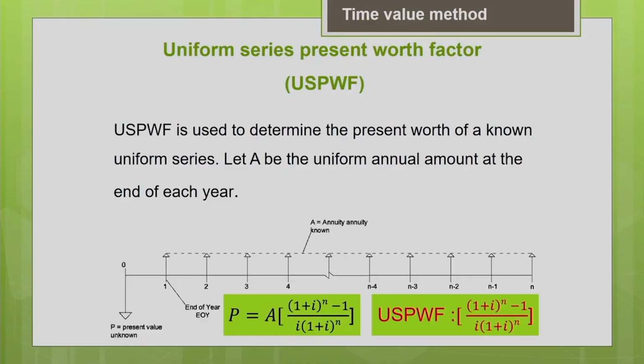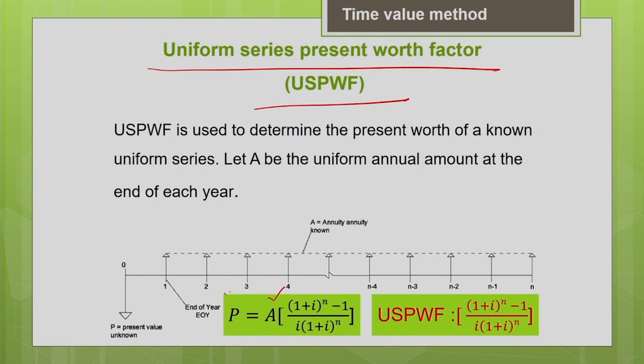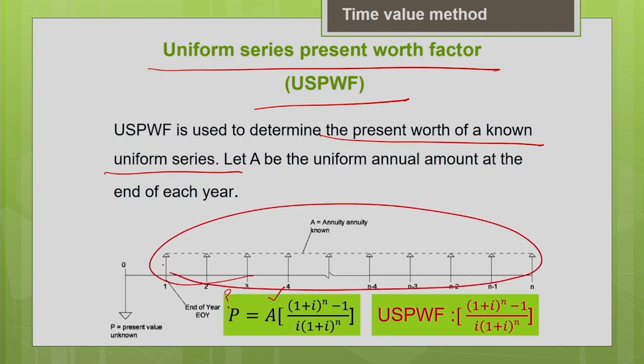So another important factor which we are going to discuss now is your uniform series present worth factor. It is the inverse of what we discussed earlier. There, A is unknown and P is known. Here, A is known and P is unknown. By transposing the equation you can find this uniform series present worth factor. It is used to determine the present worth of a known uniform series. So if the series of cash flows is known, I can determine its present value from this compounding factor.